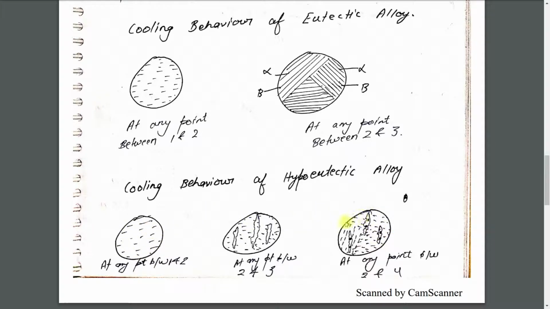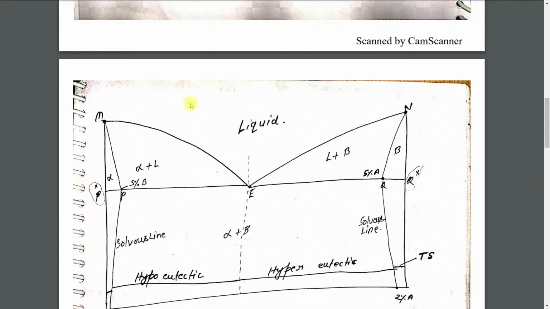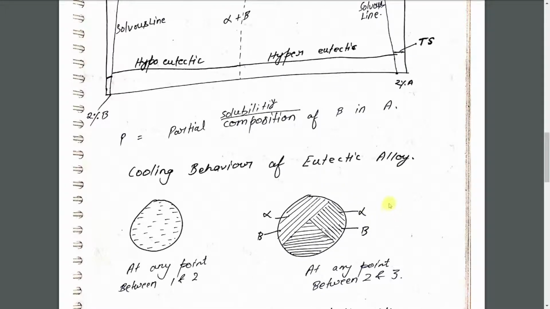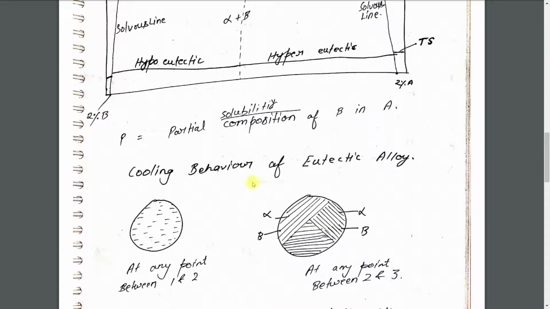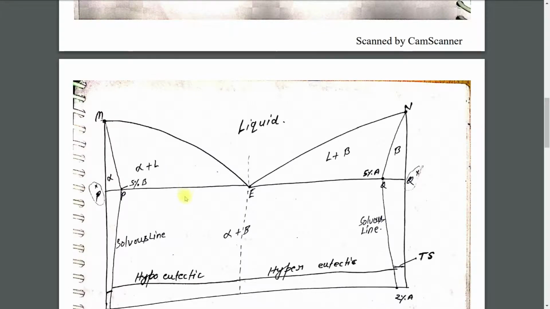Similarly, after solidification we get lamina, interlamina layers. Okay, there, there and there. You are getting my points. Okay, so at any point between 2 and 4, 1 and 2, 2 and 3, here and 3 and 4.